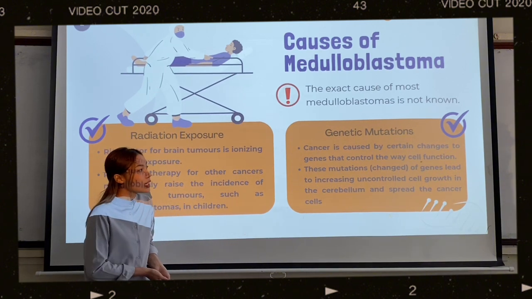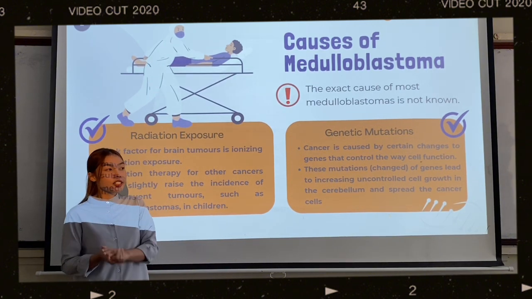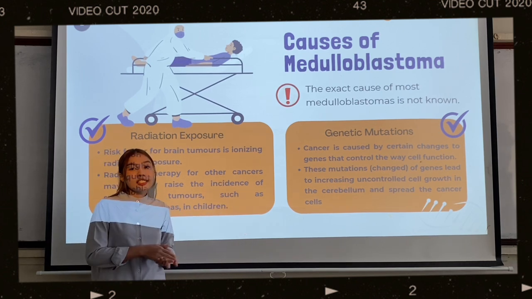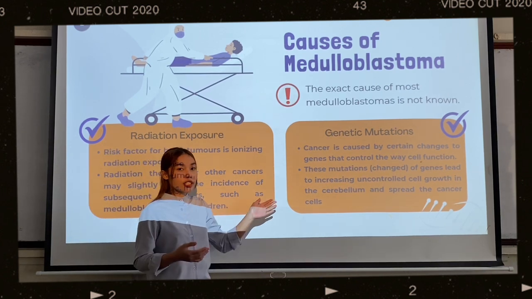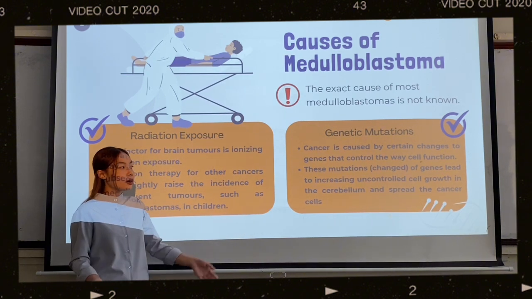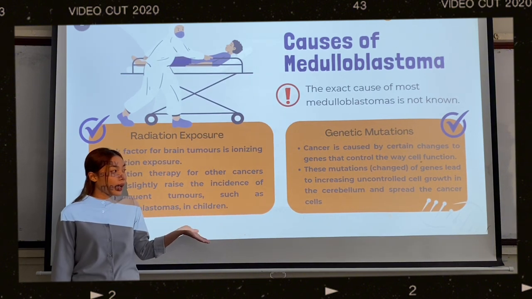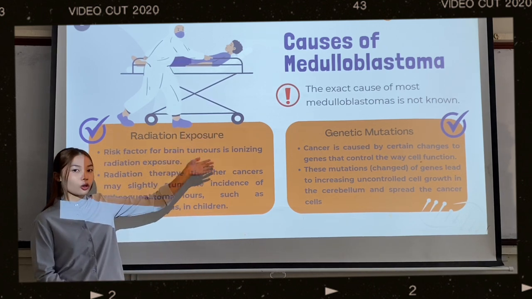Genetic mutation is when cancer is caused by certain changes to the genes that control the way cells function. This mutation, or change of the gene, will lead to increased uncontrolled cell growth in the cerebellum, and then spread the cancer cells. Thus, it will cause medulloblastoma.